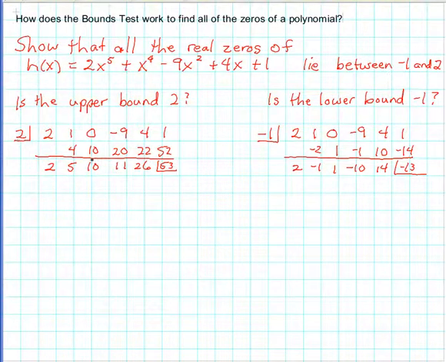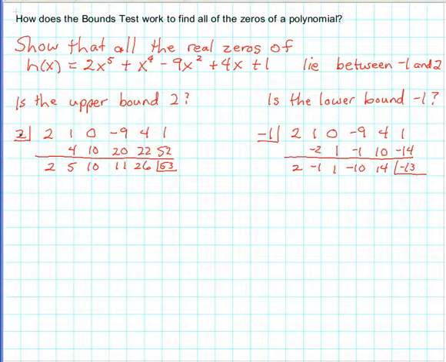Do the synthetic division with 2 and notice that I got all positives down here. Lower bound test, do the synthetic division with -1. Notice that I'm alternating signs: positive, negative, positive, negative, positive, negative. And all of these have to include the remainder as well. Okay, so what does this really mean? Let's take a look at what this means.